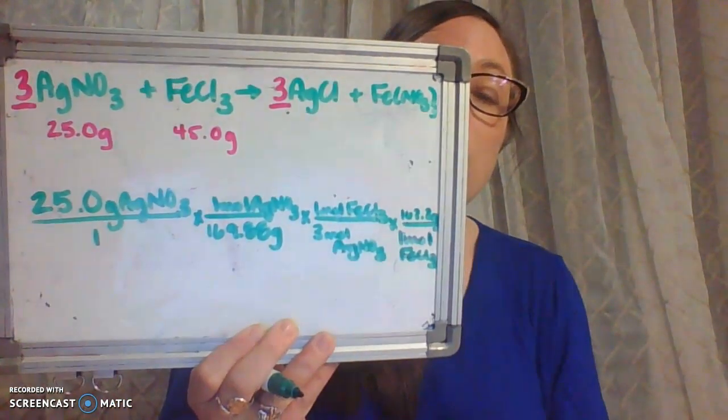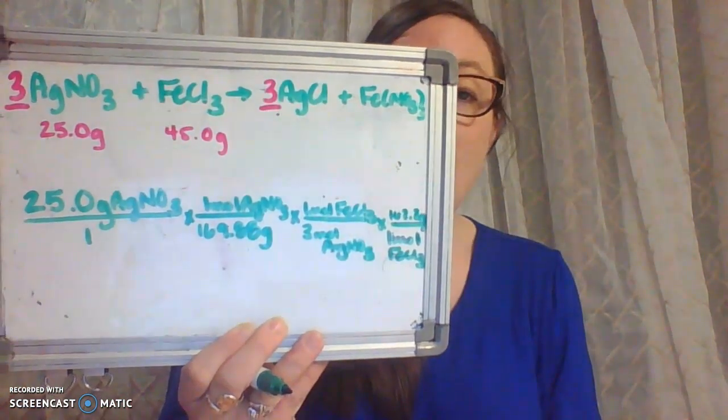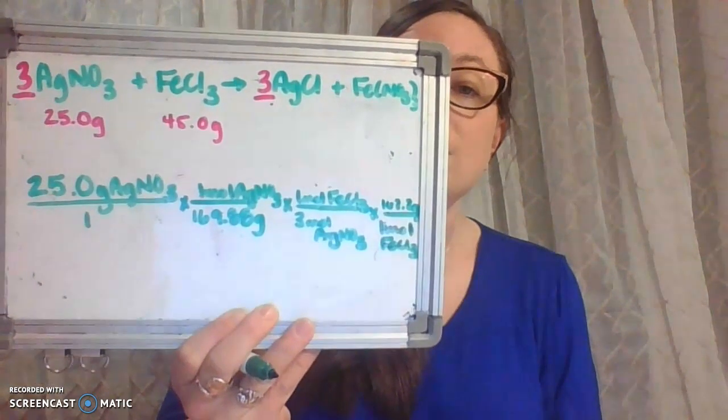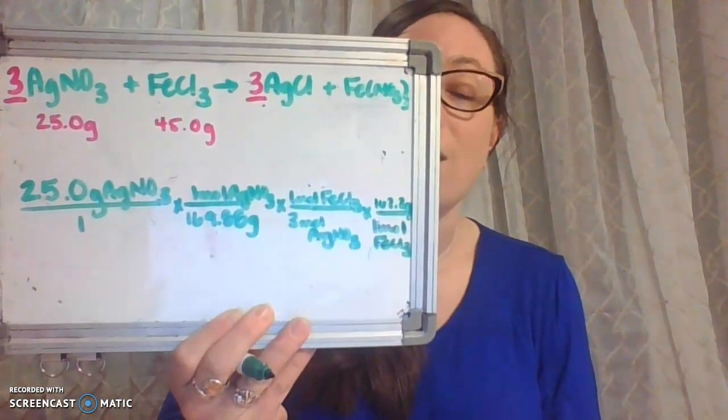Okay, so here is our work. The setup is what we were given to start with, our limiting reactant, 25 grams of silver nitrate. The next step is a molar mass step, then a mole ratio, and then another molar mass step. So if we calculate this, 25 times 162.2 divided by 169.88 divided by 3, we get 7.96 grams of iron chloride is used up. But that doesn't tell us how much is left over.